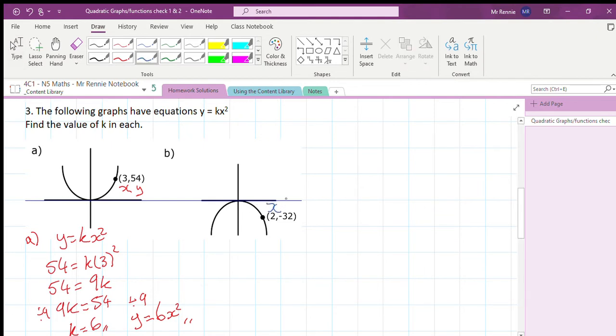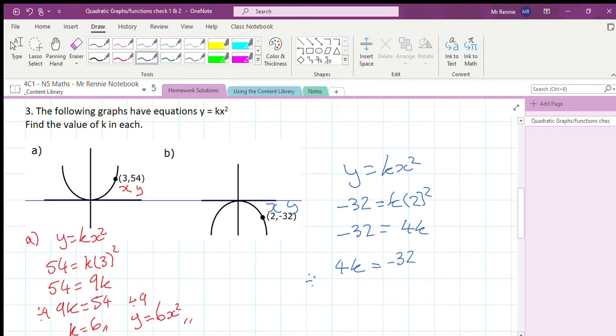So that's going to be my x coordinate, that's going to be my y coordinate. Now I expect a negative answer here because my graph is upside down. So I'm going to start off again with the same equation: y equals kx squared. y is now negative 32. That equals k multiplied by x squared, and that's going to be 2 squared. Negative 32 equals k times 2 squared. 2 squared is 4, so that's going to be 4 lots of k. Swap them round, so I'm going to get 4k equals negative 32.